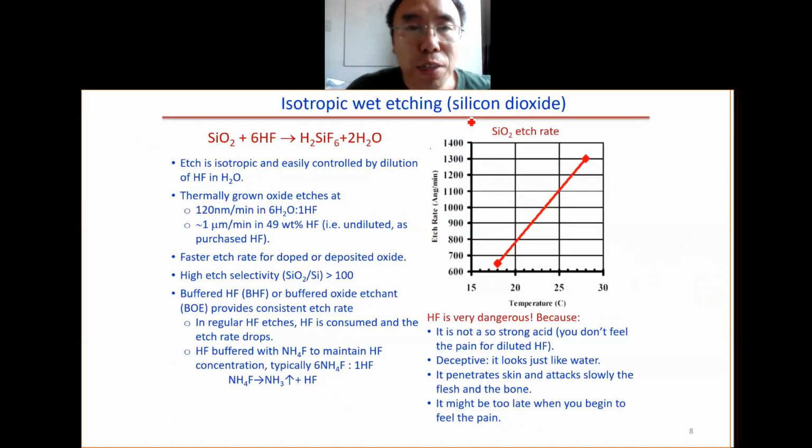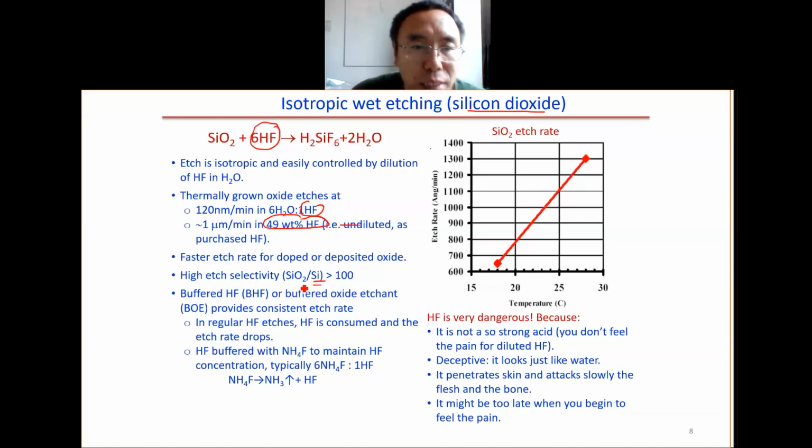So the first example is the etching of silicon oxide. For this one we use hydrofluoric acid. Normally it is diluted, for example, 6 water to 1 HF, where the HF is 49% HF. This is what you get when you buy it. This gives you 120 nanometer per minute, undiluted 1 micrometer per minute. So we have very high selectivity between silicon oxide and silicon. That means the etching will be stopped at the silicon.